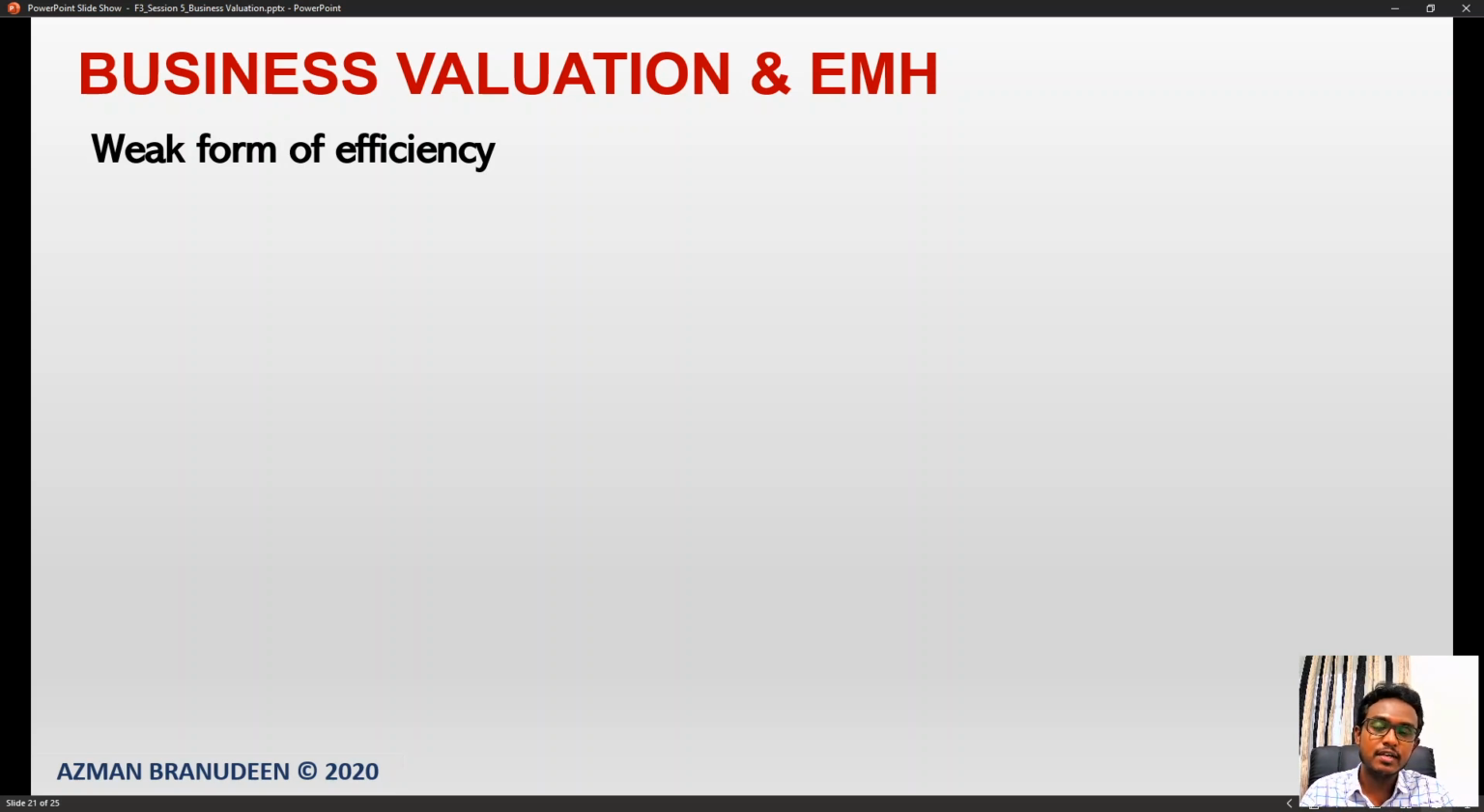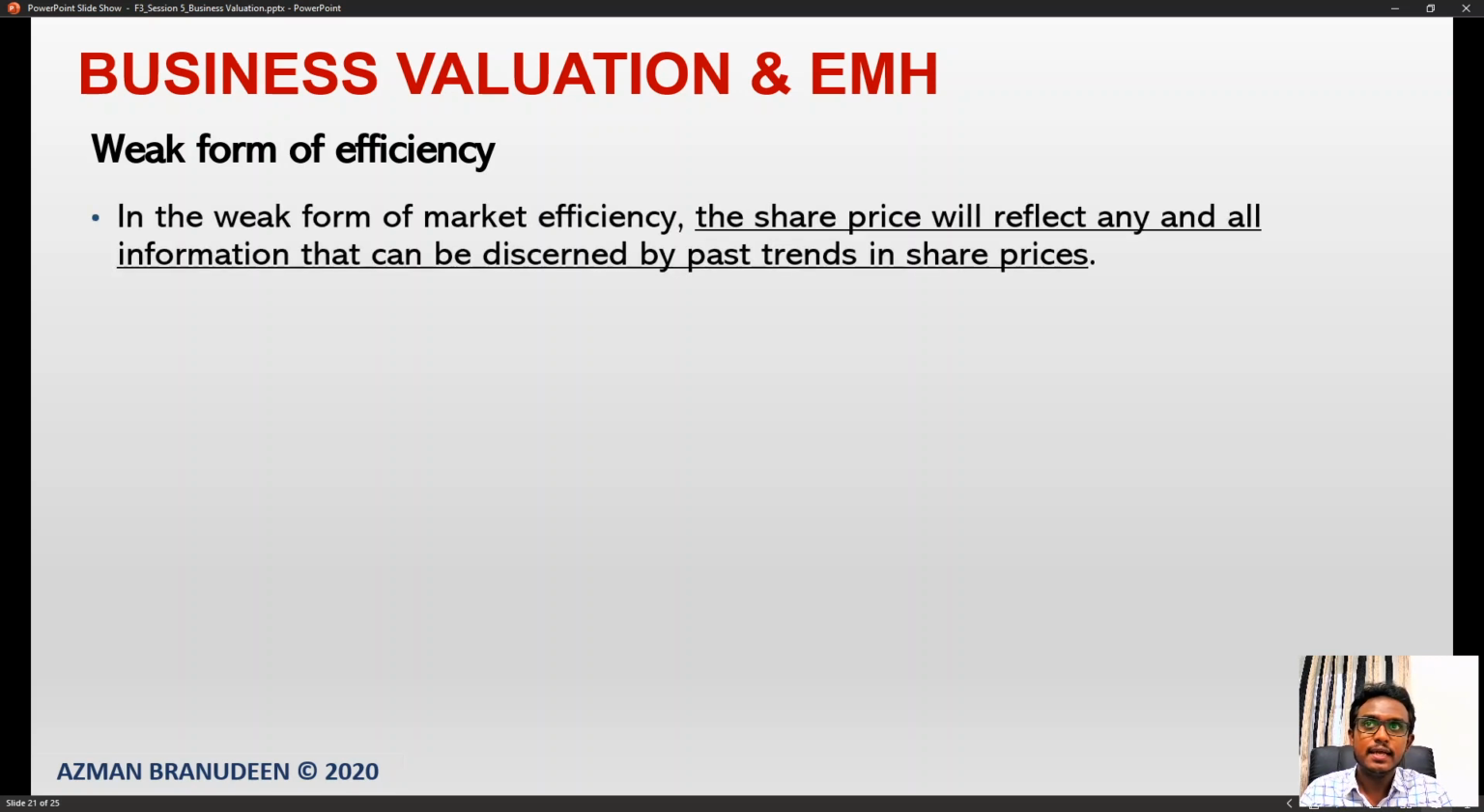The first one we will look at is the weak form of efficiency. In the weak form of market efficiency, the share price will reflect any and all information that can be discerned by past trends in share prices. So imagine that you live in a world where a share price indicates what has happened in the past, right? That sort of market, we call a market with weak form of efficiency.